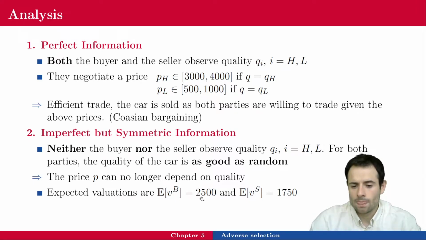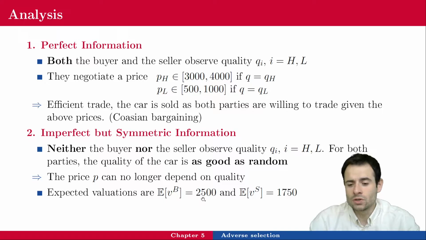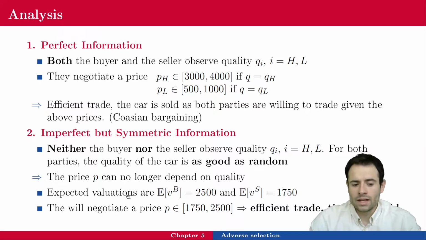$2,500. Now, the seller does not know the quality of the car either, so he's also going to compute an average. He's going to take the average between $3,000 and $500, and that average is equal to $1,750. Note that the average willingness to pay of the buyer is bigger than the average willingness to sell of the seller. So, again, they can negotiate a price between $1,750 and $2,500, and that price will be mutually agreed upon.